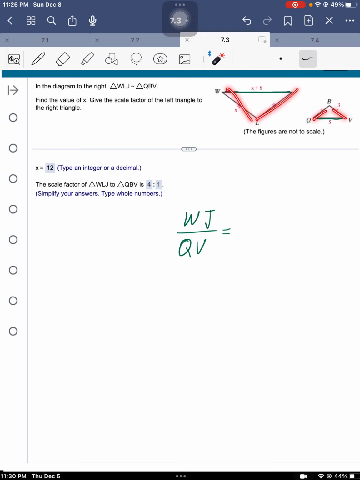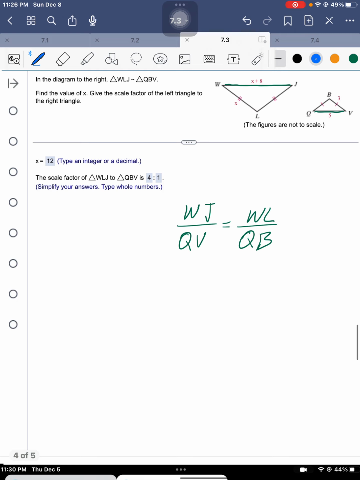Does it really matter which one I pick? No. Why not? Because these are isosceles triangles. So this value is the same as this value is the same as this. So let's just pick WL. WL is corresponding to what? QB. So WL to QB.